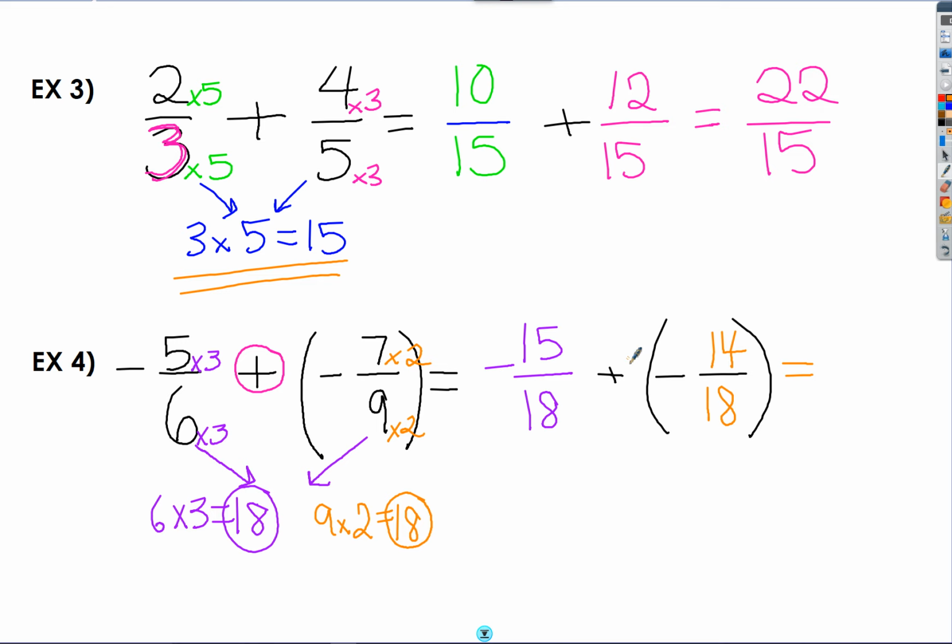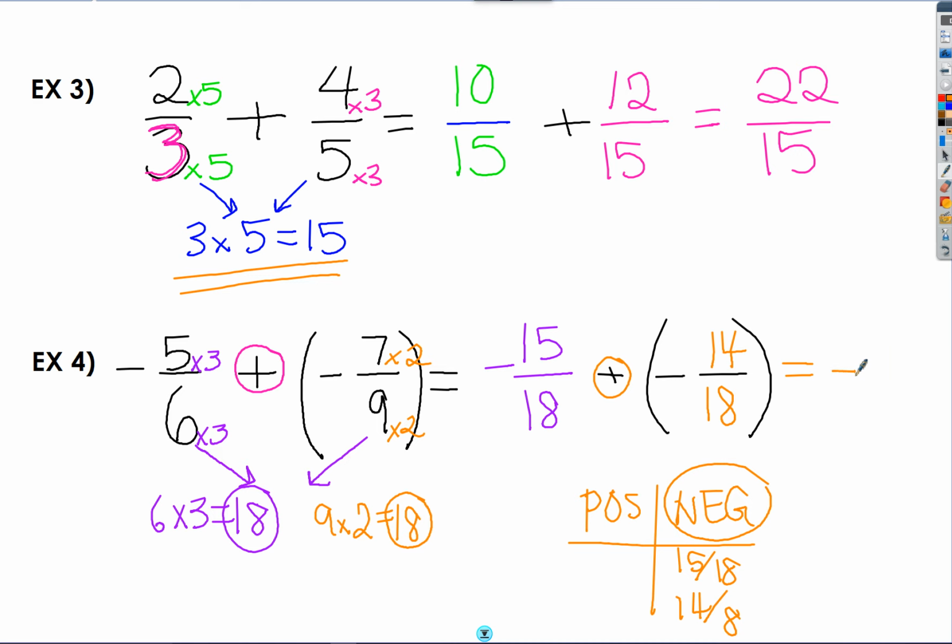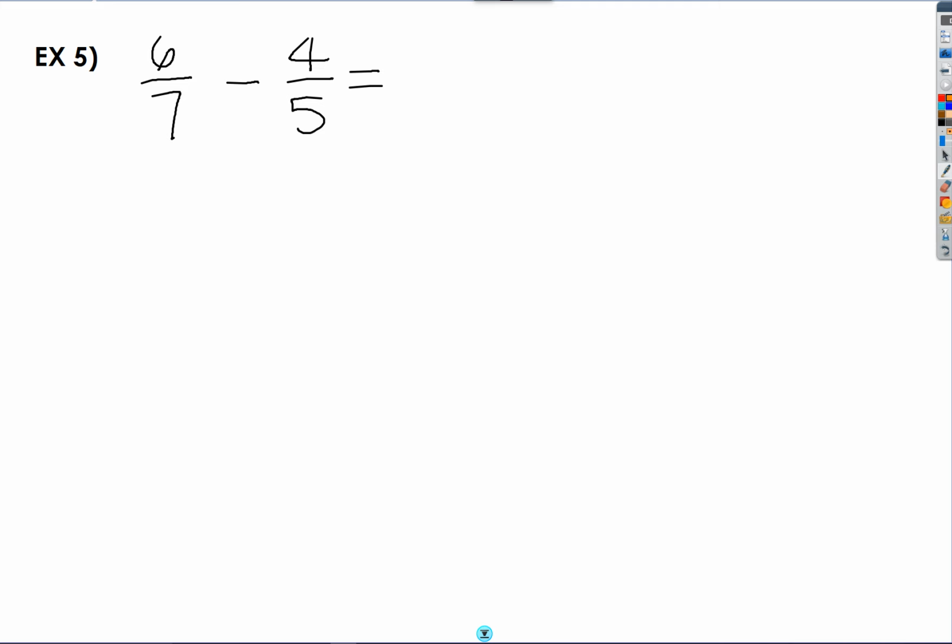method of addition. So if this is an addition, I can use a scoreboard. This is my positive team, and this is my negative team. And in this case, my negative team has 15/18 of a point. And then they also happen to have 14/18 of a point. And so I know my negative team is winning. And my negative team is winning by a total of 29/18 points.